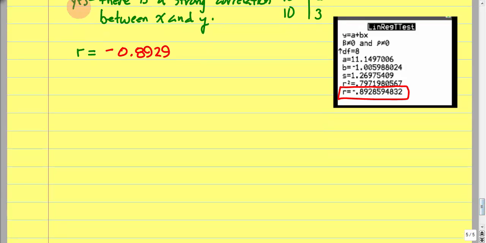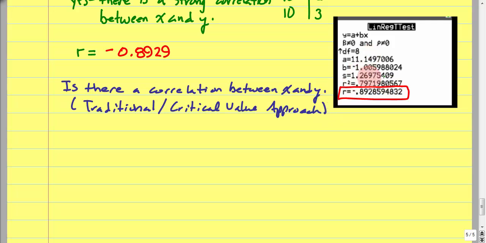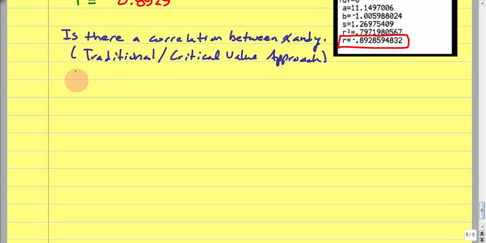So my next question is, is there a correlation between x and y? Now we want to go ahead and use the traditional critical value approach. Now you can also use the p-value approach. And if you want to use the p-value approach, remember your p-value is just a little bit higher up on your list with the calculator.